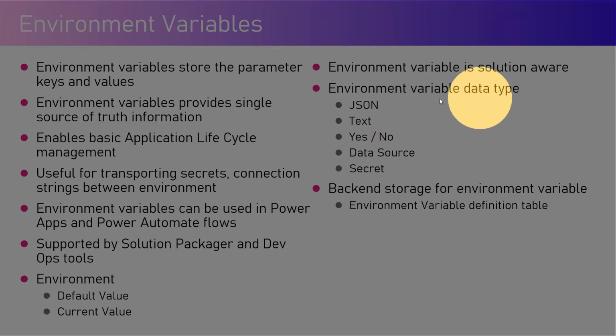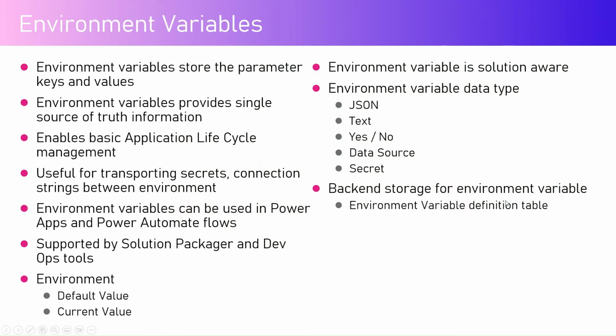Environment variable data type has JSON, text, yes/no, data source, and secret as its data type. So you can use either of these data types if you want to use environment variable within your flows. Now, the backend storage for environment variable is the definition table. So there is a definition table which stores all the environment variables which you create within your environment, which I'm also going to demonstrate in this video.